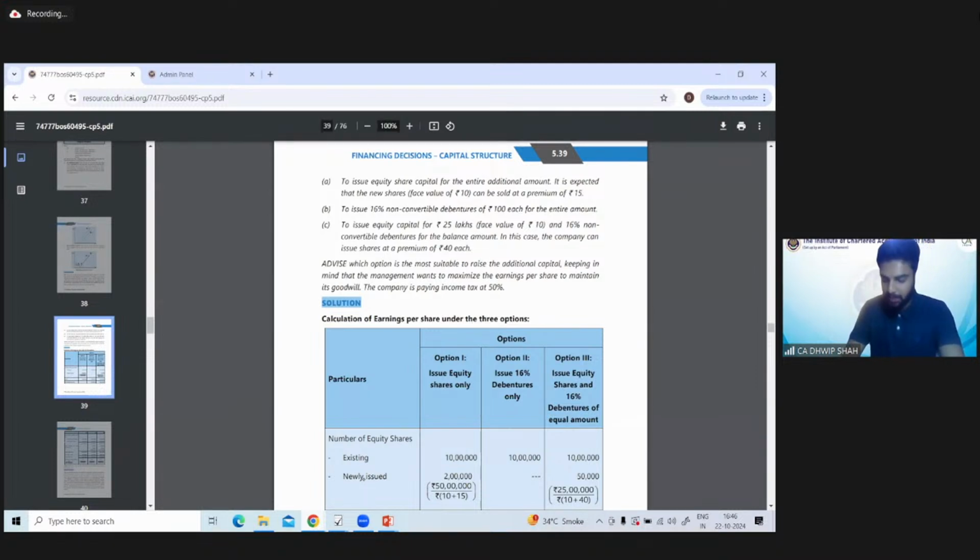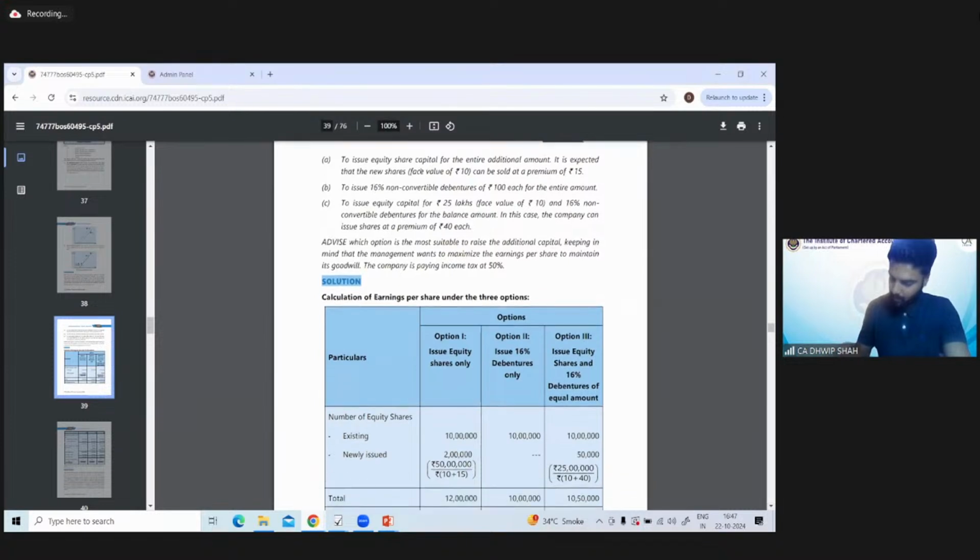Third is a mix of equity and debt. In this case, the company can issue shares at a premium of 40. So premium is 40, not share price. Can I say issue price would be 10 plus 40, 50 rupees? Yes or no? Is everyone following? Participants, students, please respond. आपकी हाँ समझा कि नहीं? Yes, okay.